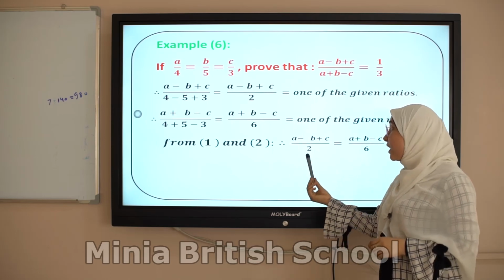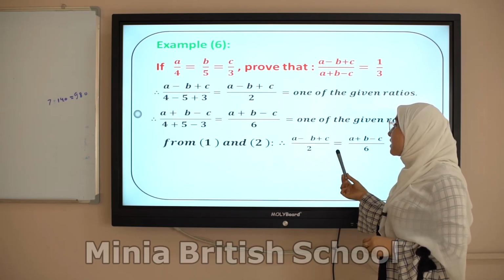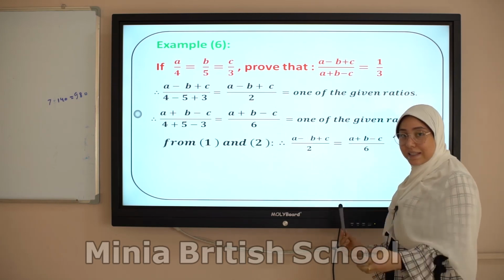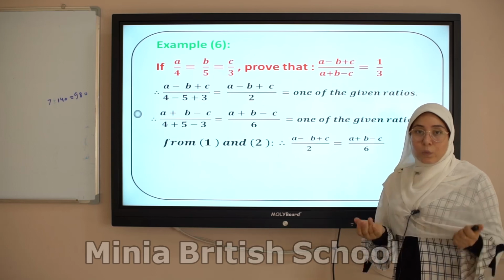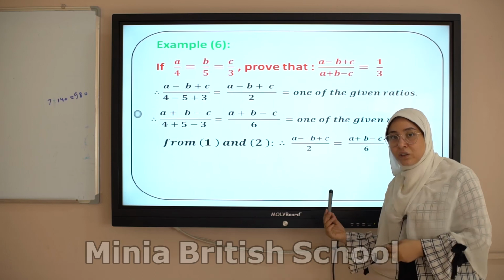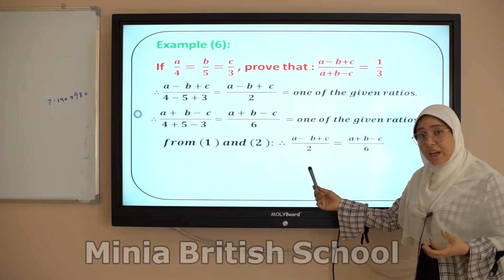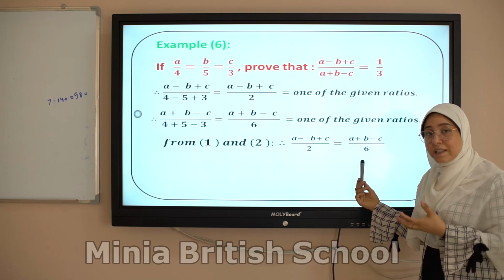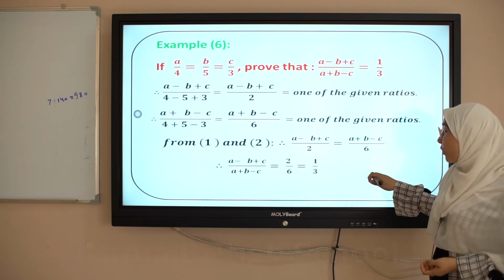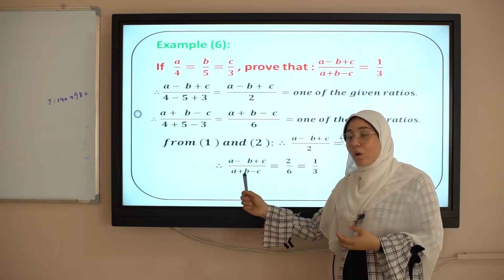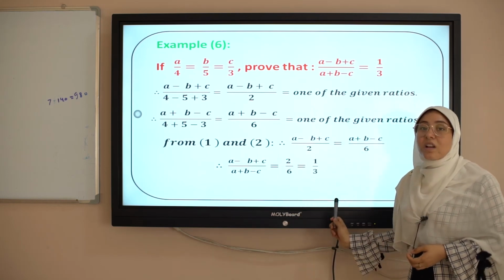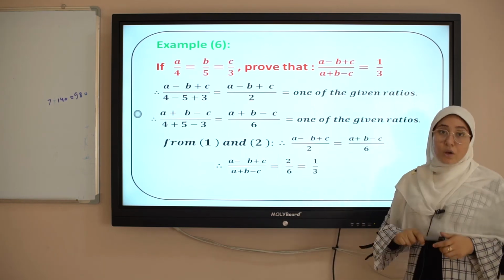From 1 and 2, we get (a minus b plus c) over 2 equals (a plus b minus c) over 6. The third property: the first antecedent to the second antecedent equals the first consequent divided by the second consequent. So you can write it in this form: (a minus b plus c) over (a plus b minus c) equals 2 over 6, equals 1 over 3, the required.